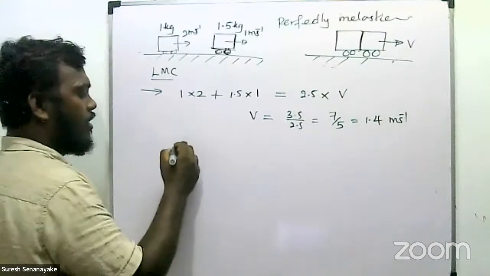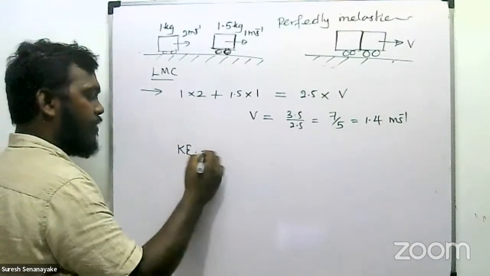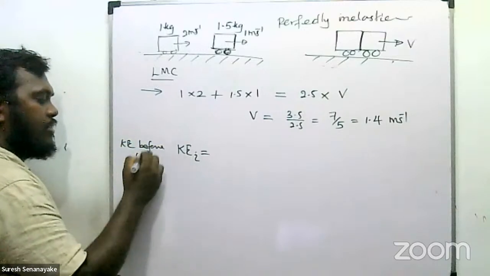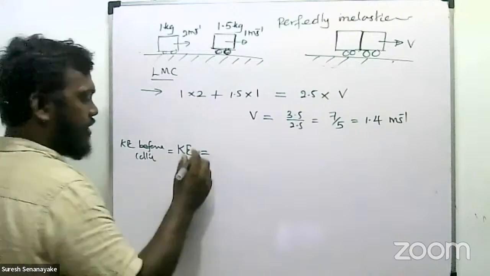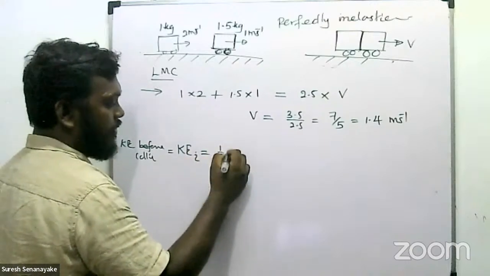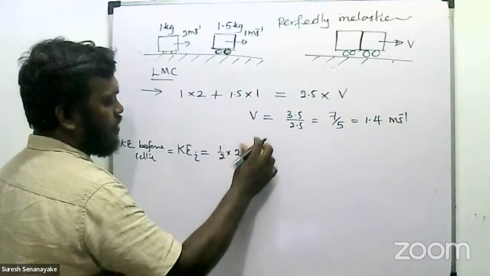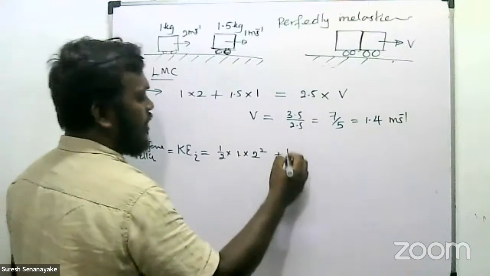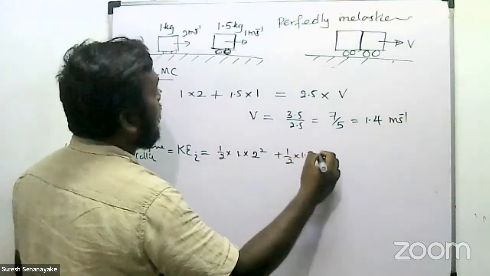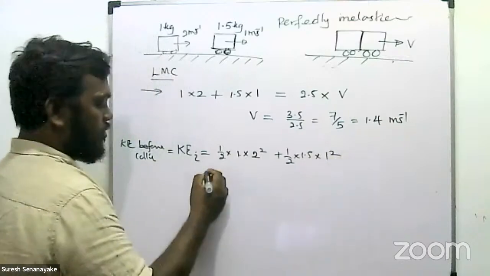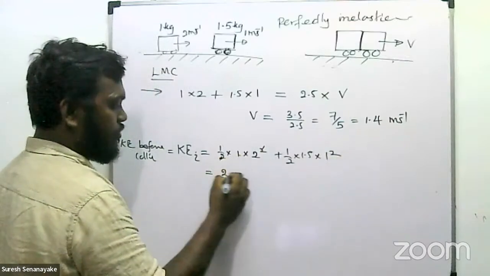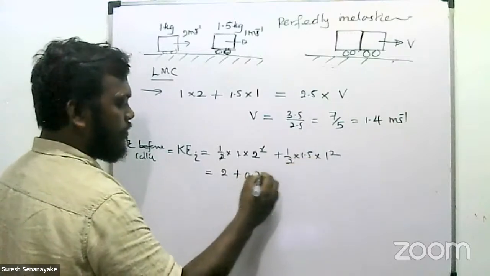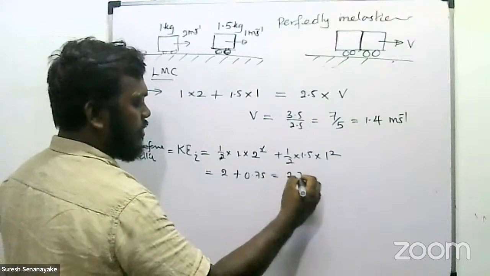Then the kinetic energy before the collision, KE before collision, I am writing. It is half into the mass 1 and the velocity 2 squared, plus half into 1.5 into 1 squared. So the 2 cancels, then 0.75, that is 2.75 joules.